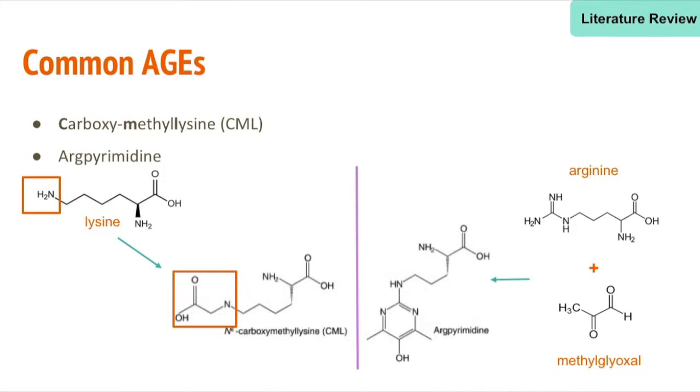Common AGEs include carboxymethyllysine, or CML, and argpyrimidine. The epsilon amino group of lysine is modified to form CML, while methylglyoxal is covalently bonded to arginine to form argpyrimidine. These AGEs exert their effect when they bind to their receptors, known as receptor for AGEs, or RAGEs.